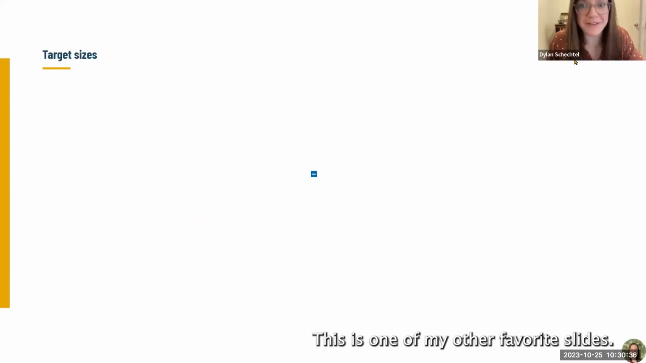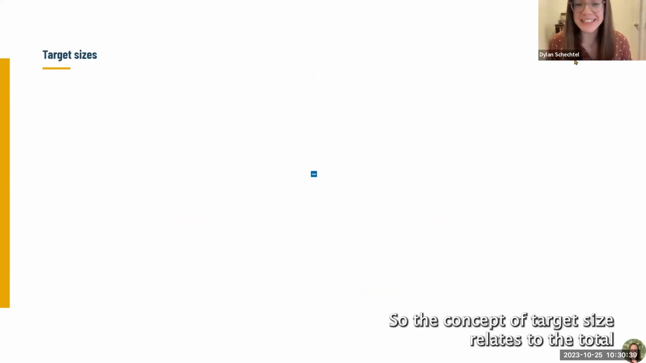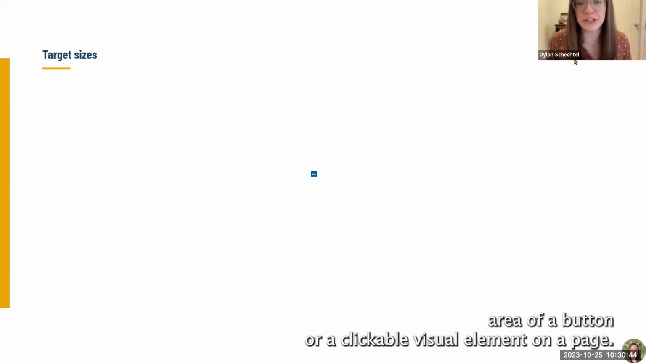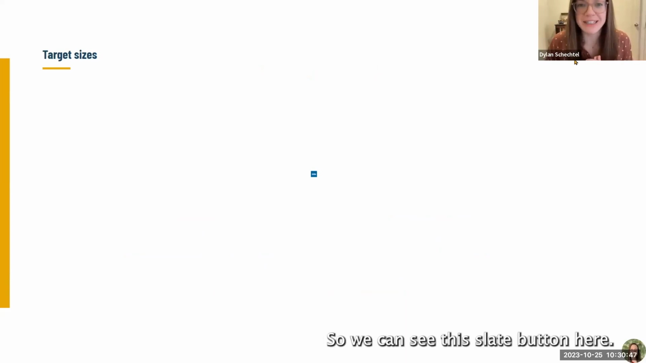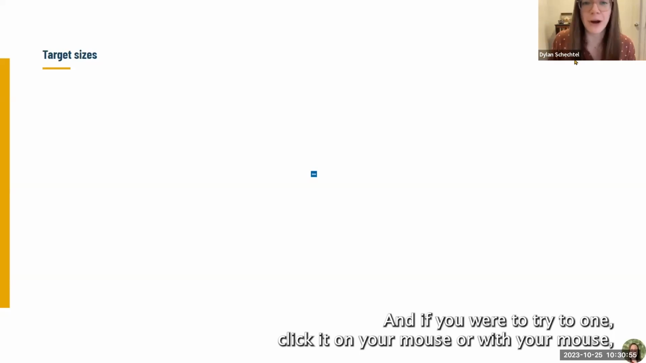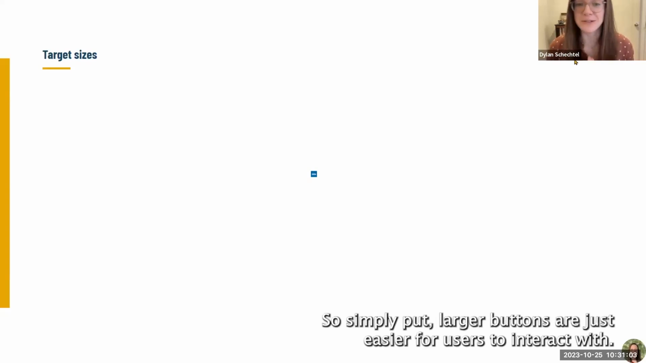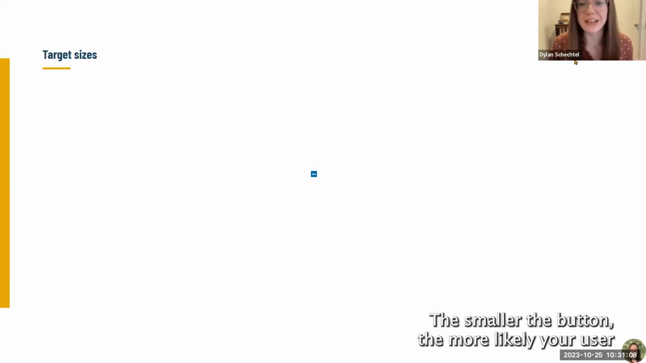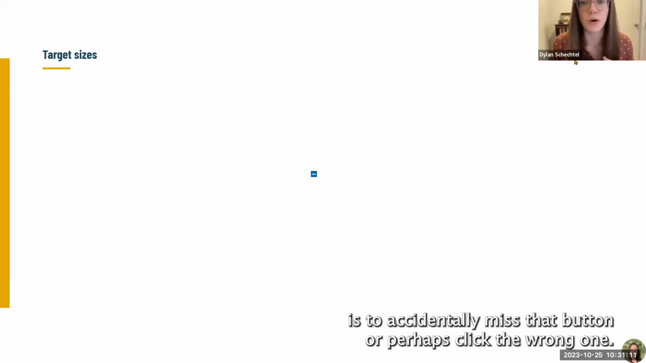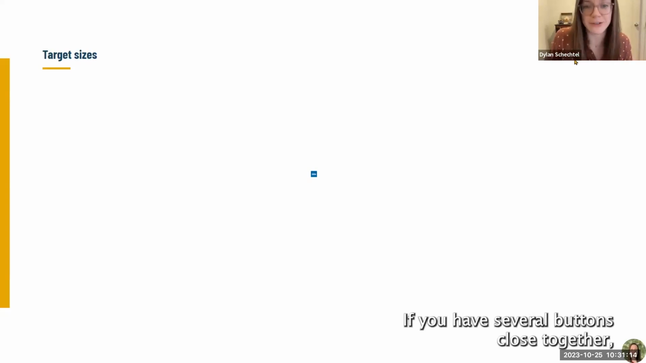This is one of my other favorite slides. So the concept of target size relates to the total area of a button or a clickable visual element on a page. So we can see this Slate button here. It's not very big, and if you were to try to click it with your mouse, the likelihood of you missing that button, missing that call to action embedded in the button is relatively high. So simply put, larger buttons are just easier for users to interact with. The smaller the button, the more likely your user is to accidentally miss that button or perhaps click the wrong one if you have several buttons close together.